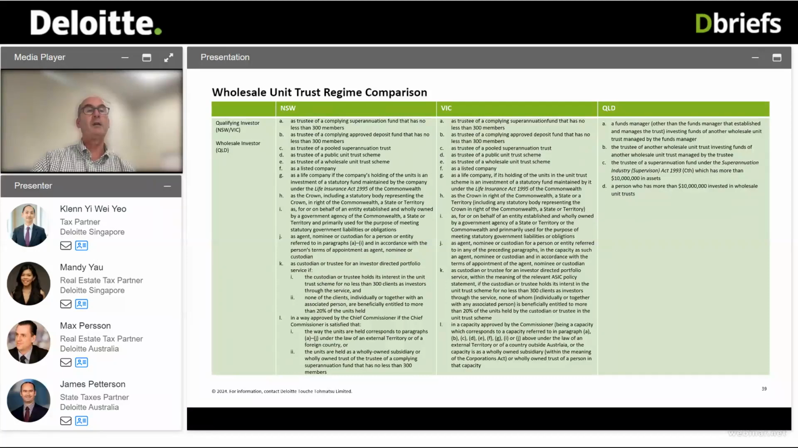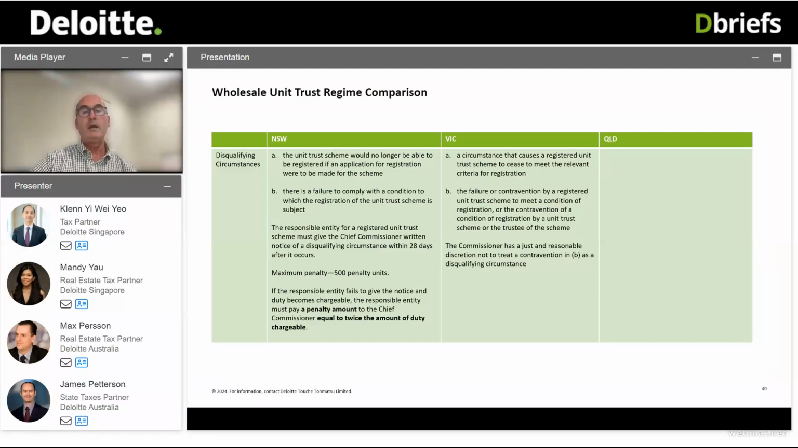And on the next slide, disqualifying circumstances for New South Wales and Victoria. The important thing to note in New South Wales, it's a penalty of up to 500 penalty units and twice the duty that would be payable. So you're looking in total at 3 times the duty plus penalty units if there's a breach. So that's all I was going to cover today from a state tax perspective.